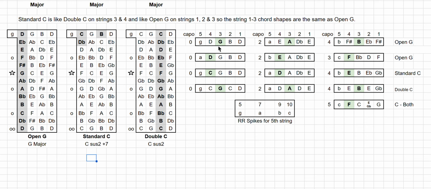With capos, open G you can play in G or D, and in the C tunings you can play in C or G. And with the capo, you can move up to the keys that are shown here. And so the only retuning you would do would be to use your spikes on your 5th string to change your drone.